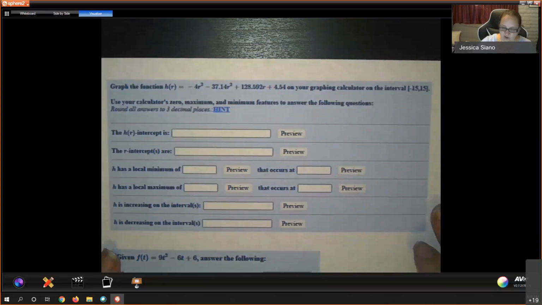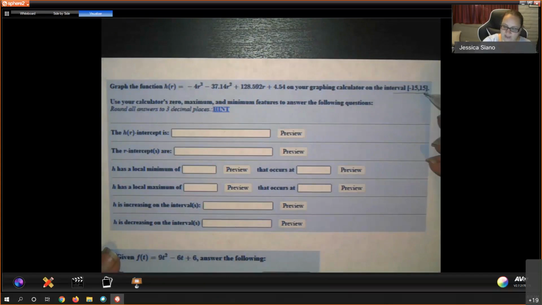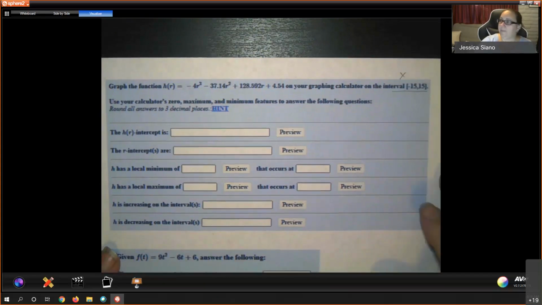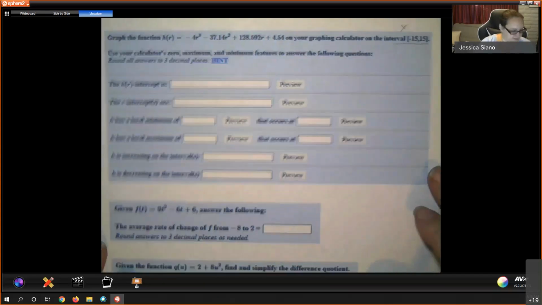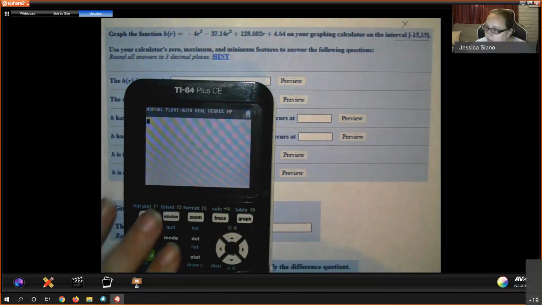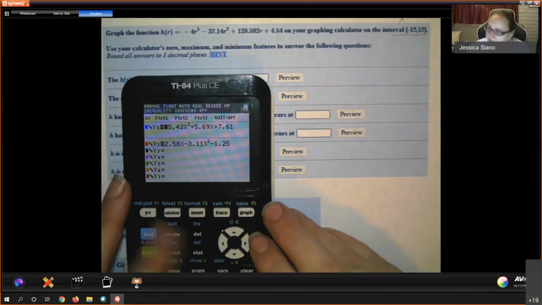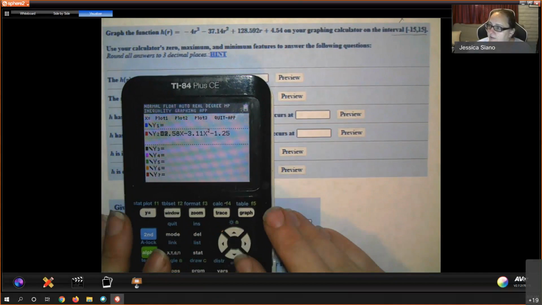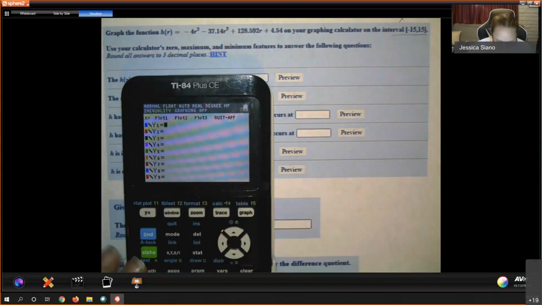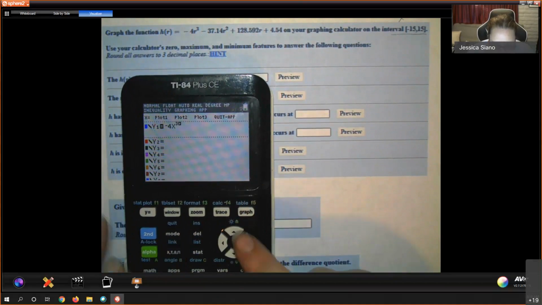Okay, so here we have to graph this on our graphing calculator on the interval -15 to 15. So those are x values. So let's grab our calculators. We're going to go to y equals. If you have something there, clear it. And -4, remember, it doesn't matter what letter they give you, you're always going to give the calculator x.